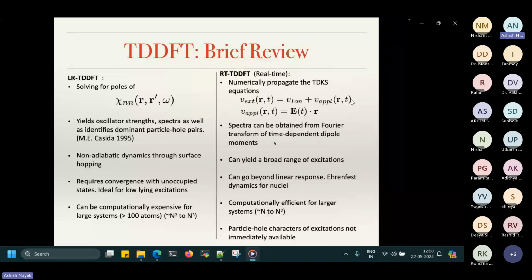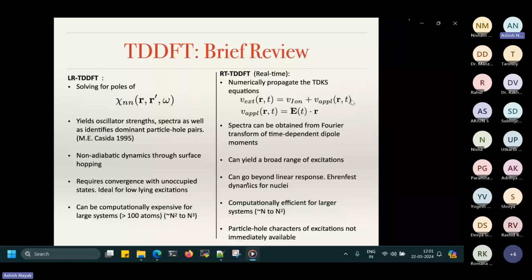If you can propagate them, I'll show you how this can be linked to optical spectra by Fourier transforming time-dependent dipole moments. You can also, at one shot, with just one propagation, get a broad range of excitations, whereas in linear response DFT, one has to target the excitations, so you can get a few. The calculation depends upon how many you target and so on. But here in one shot, you can get a broad range of excitations. You will see that when you do the tutorial as well.